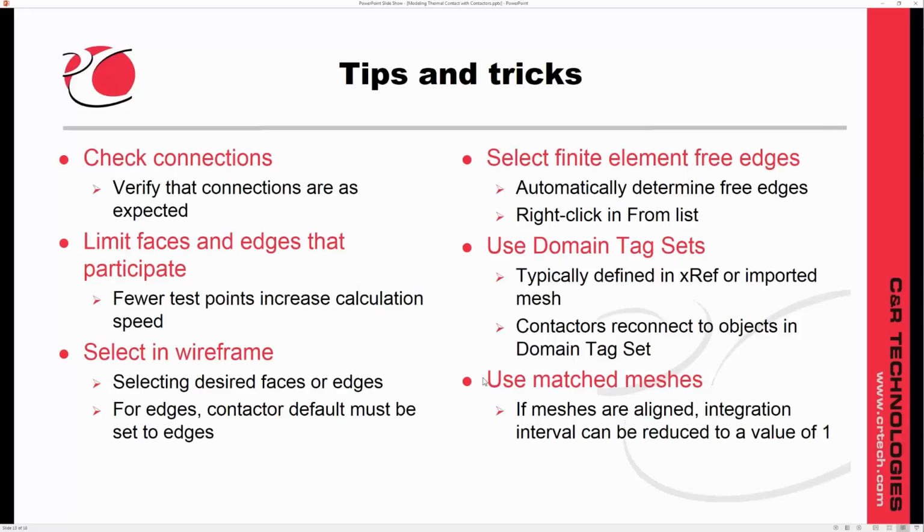Another possibility, especially with TD Direct, is you can create matched meshes where the meshes are aligned so you have a one-for-one correspondence. And when you have that one-for-one correspondence, you don't need 100 test points to determine that you're 100% connected. You only need one. Change your integration interval to 1 and the calculations will be much faster.